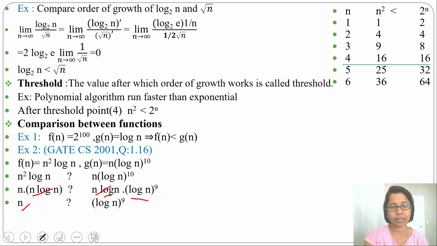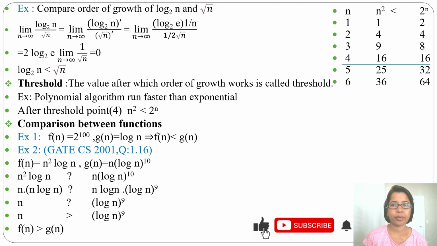This is linear, this is polylogarithm, and the polylogarithm's order of growth is less than linear. I already discussed this. So n has a higher order of growth than (log n) power 9. So you can say f(n), meaning n square log n, has a higher order of growth than g(n), meaning n (log n) power 10. We just simplified the two functions, then we compared. We got one linear, another polylogarithm, and linear order of growth is higher than polylogarithm.